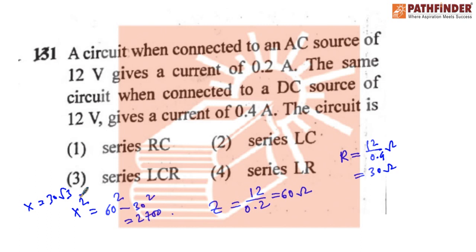Okay. So as in case of DC source, it is giving current. If capacitor will be there, there will be no current in case of DC source, right? So this element should be series LR. Okay, so correct option is option number 4. Series LR circuit it is.